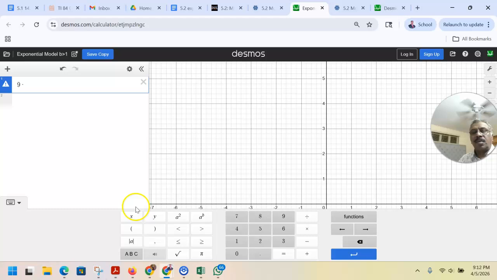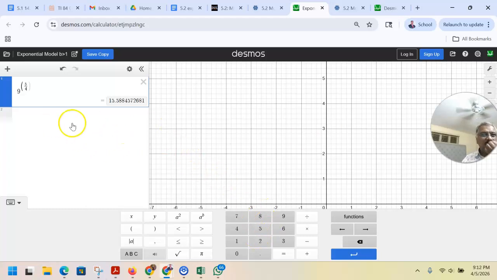9 times 9 raised to, so you go up. And here you have to put parentheses, 5 divided by 4. You get the same answer. See? So two different approaches. One is using TI-84 and another is using the Desmos calculator. Let me go directly to solve the next problem.